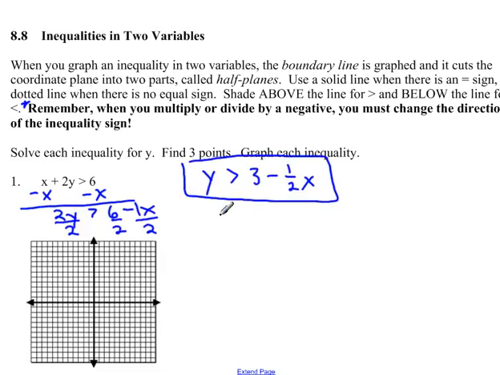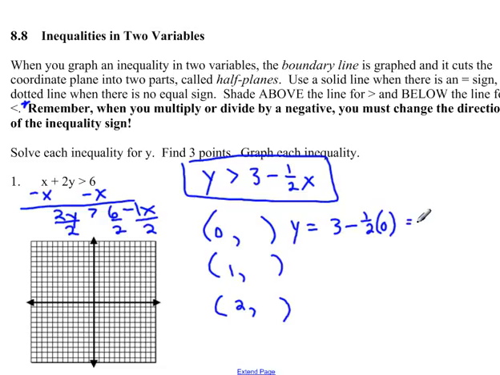Now we're going to find our 3 points. We do that the same as if it were a line, just a regular equation. As a matter of fact, when we find the points, we're going to change that inequality symbol to an equal sign. So y equals 3 minus 1/2 times 0. 3 minus 0 is just the point 0, 3. We're going to graph that as normal. Start at the origin, move up 3.